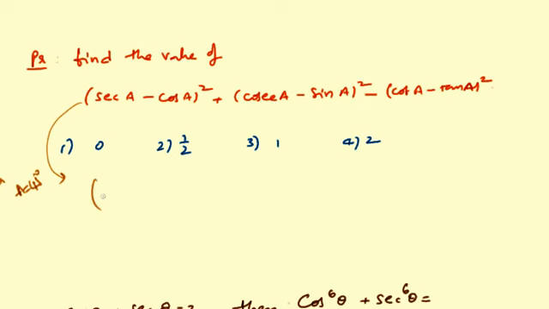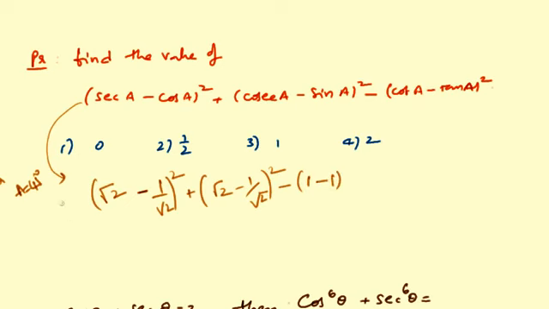So what happens? Secant 45 is nothing but root 2, minus cos 45, which is nothing but 1 by root 2, whole square. And cosecant 45 is nothing but root 2, and again 1 by root 2 whole square. Cot 45 is nothing but 1, tan 45 is nothing but 1, so this will go off. These are the same things, friends, so we'll take 2 times. These are 2 times (root 2 minus 1 by root 2) whole square. This is what we got.